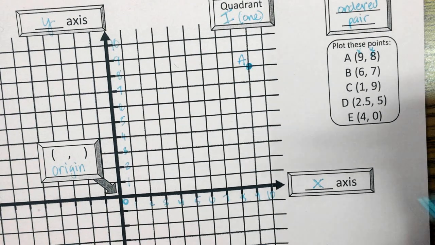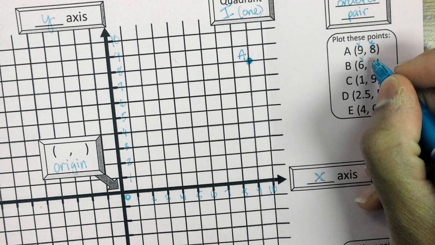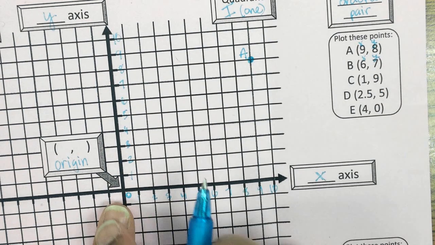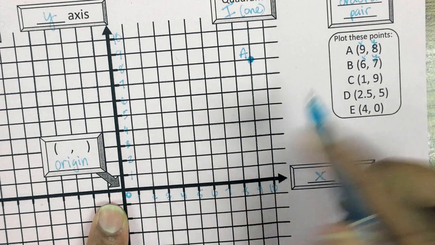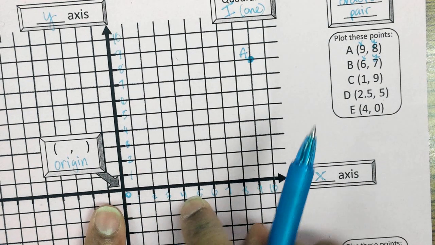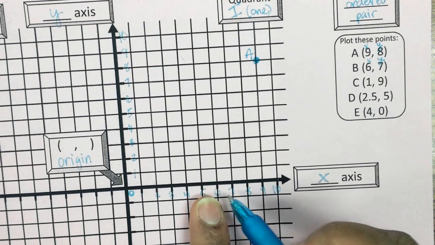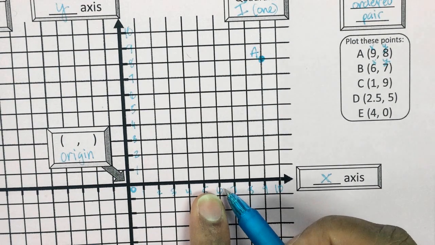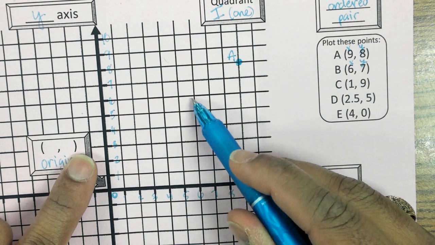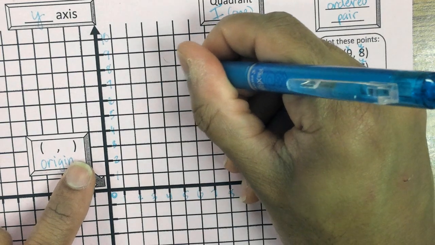Let's try another one. Point B is at 6 and 7. X is 6, y is 7. So I start at the origin, 0, 0. Then for x equal to 6, we go 1, 2, 3, 4, 5, 6 spaces. We go to 6. My y coordinate is 7. So then we go up to 7. 1, 2, 3, 4, 5, 6, 7. We put the dot at the intersection and we label it with the letter.